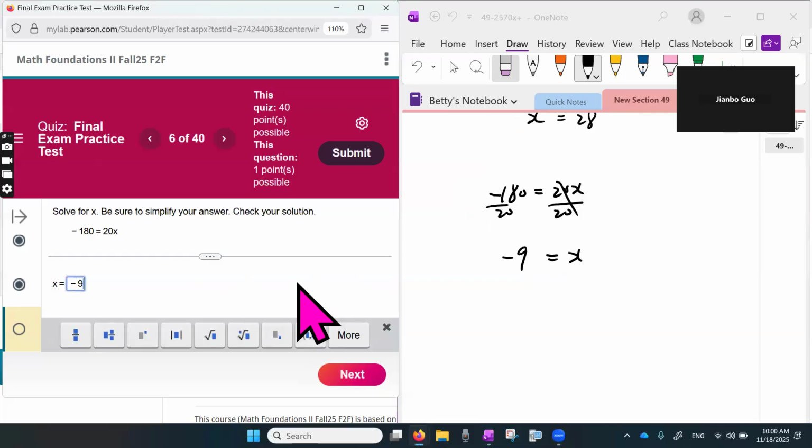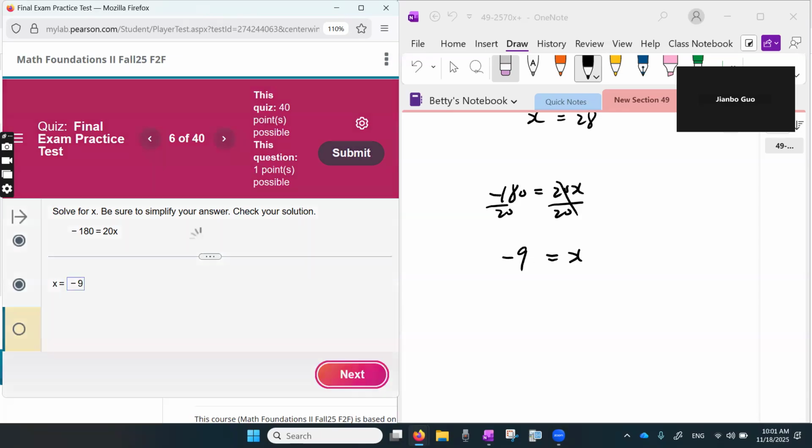Equations that only have one solution are called conditional equations. The equation is true under the condition that x is that value. Question number 7.